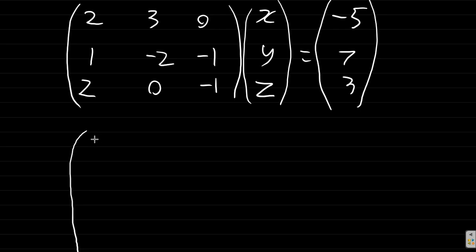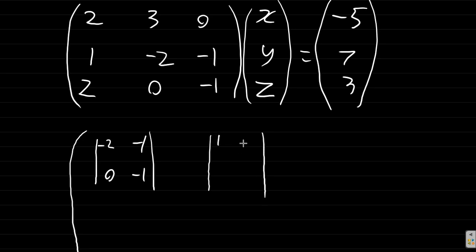The minor of 2: you cover the row and column with 2, and what you have is the determinant of negative 2, negative 1, 0, negative 1. Then the minor of 3: cover the row and column with 3, and you have 1, negative 1, 2, negative 1. Then the minor of 0: when you cover the row and column with 0, you have 1, negative 2, 2, 0.